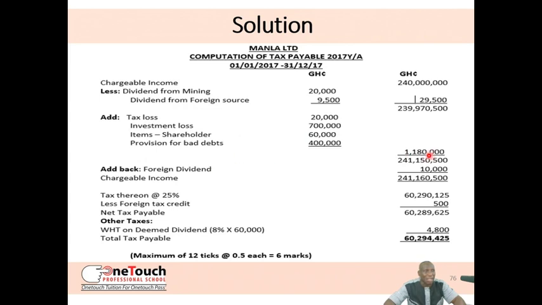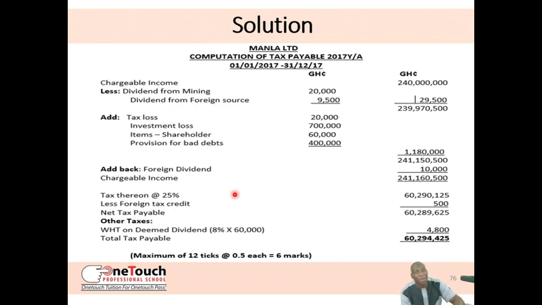So when you do that, and you add back this, you get the chargeable income from the business itself. Then the foreign dividend that they have earned, you now come and add to get a total chargeable income. Then because it's a mining support services, you tax it at 25%. It's not a mining company. So you tax this one at 25%. Then the foreign tax that they have already incurred, you take it out. Foreign tax credit. You take it out. Why are we taking it out?